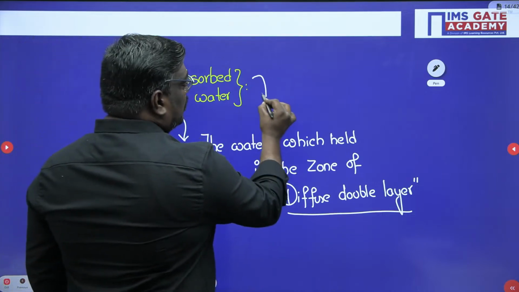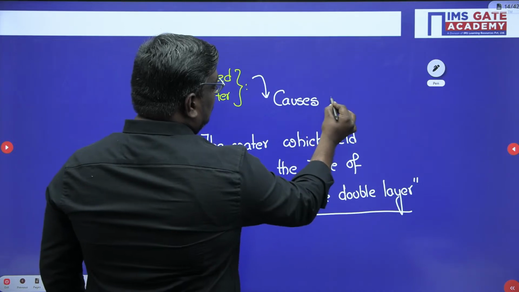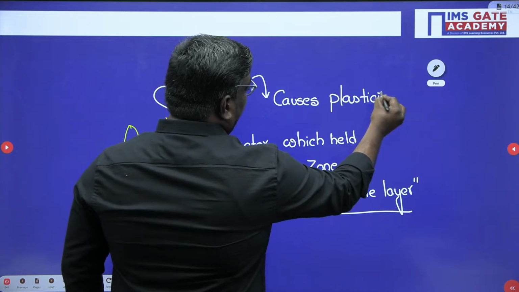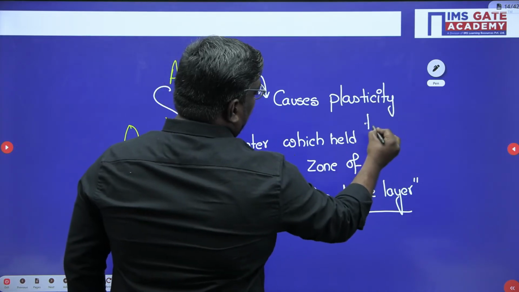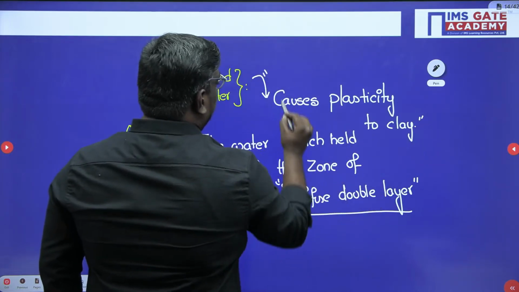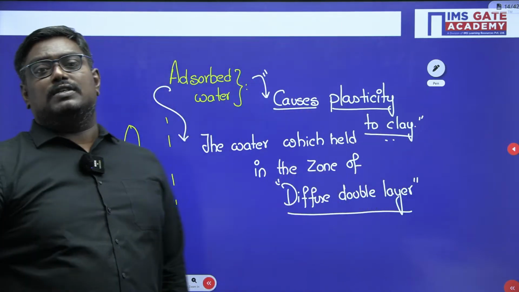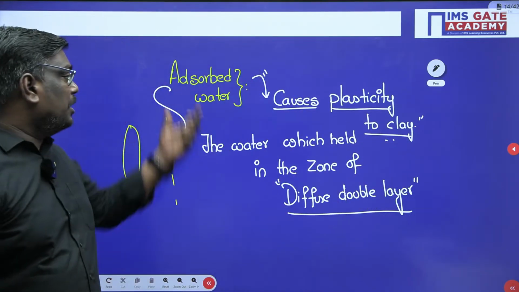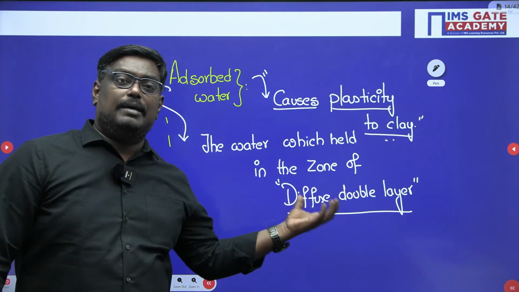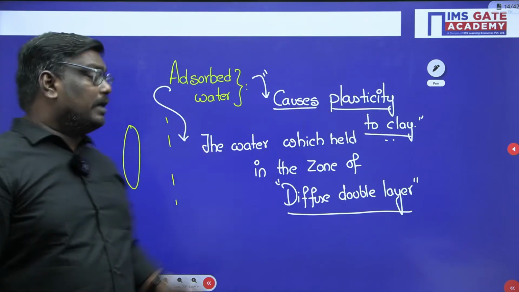And adsorbed water is important because it causes plasticity to clay. What do you mean by plasticity, sir? The ability of the soil to deform without rupture. So this adsorbed water causes plasticity to clay. The water which is held in the zone of diffused double layer is known as adsorbed water, and adsorbed water causes plasticity to the clay.